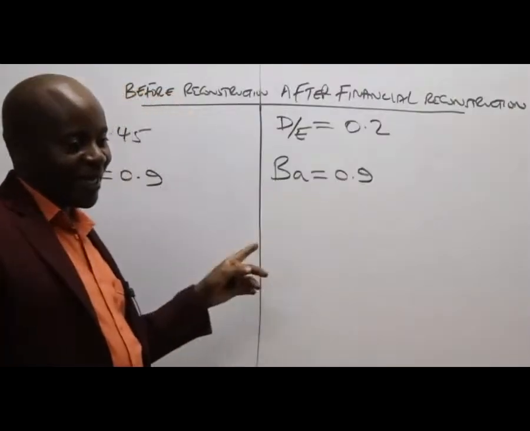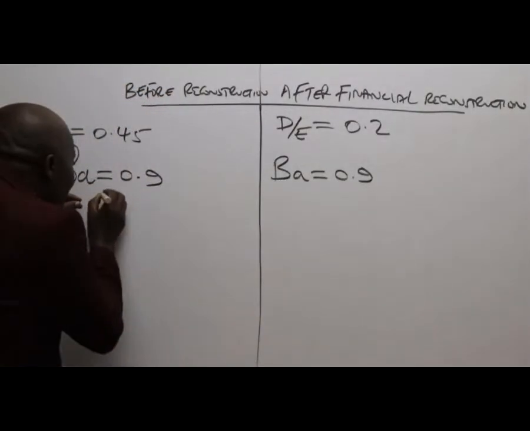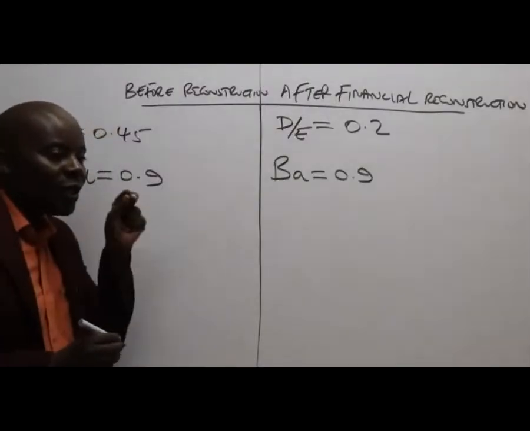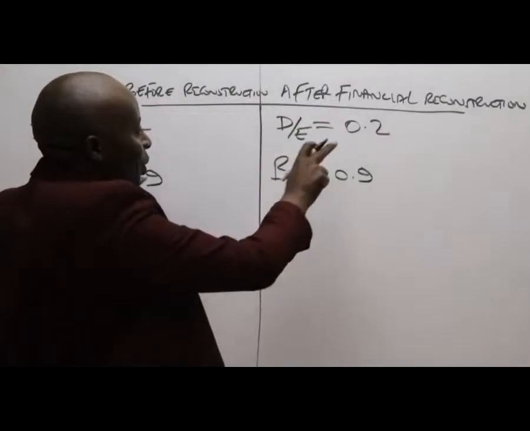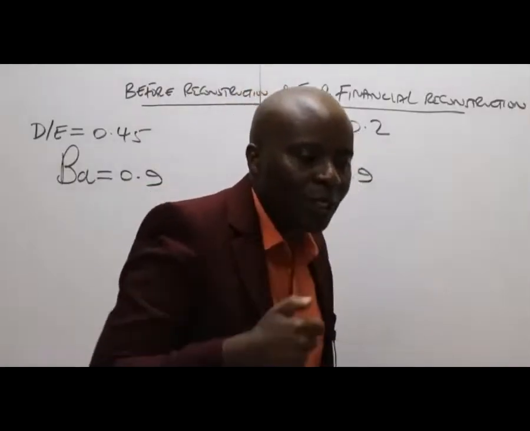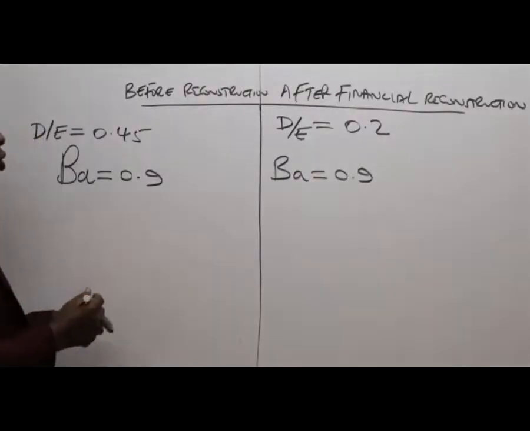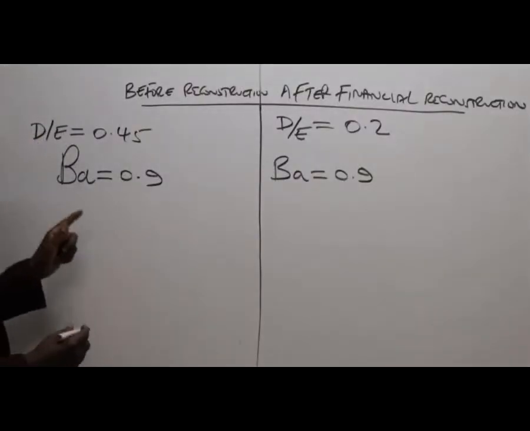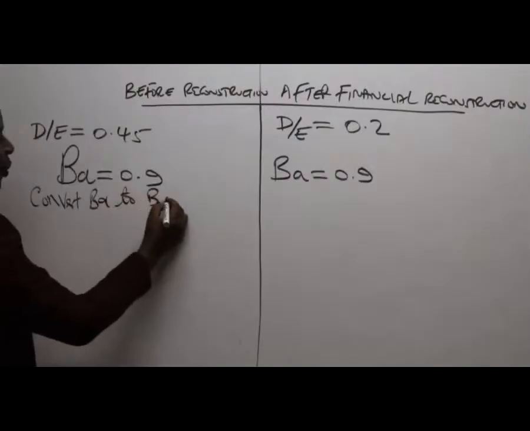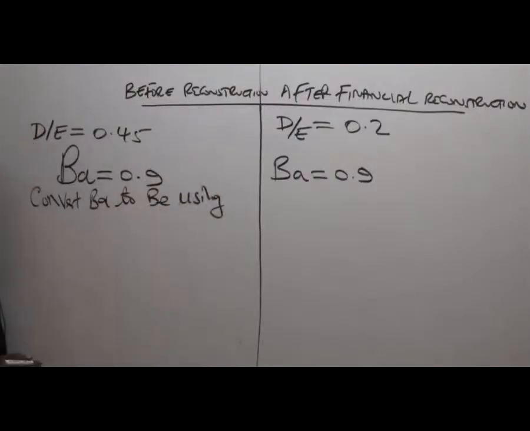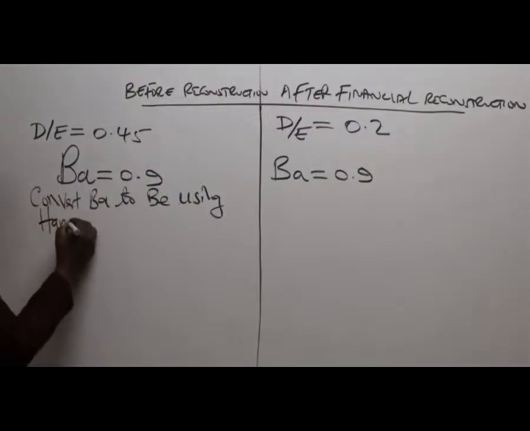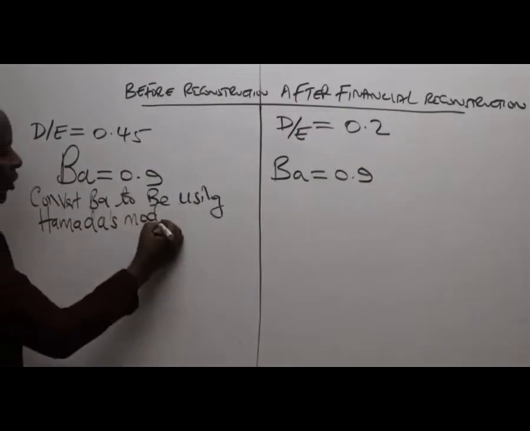Great. Ladies and gentlemen, listen to me very well. These guys have given me beta assets, and yet they are giving me scenarios where we have debts. In both of these scenarios, we have debts, meaning that at the end of the day, I need to convert my beta assets to beta equity. So convert the beta assets to beta equity. Using which model do you normally use to convert? Hamada's model.